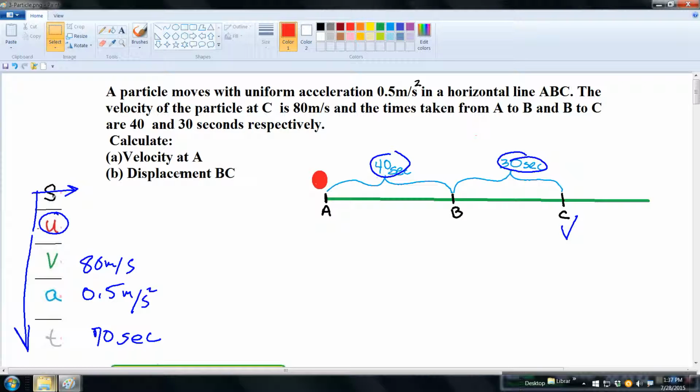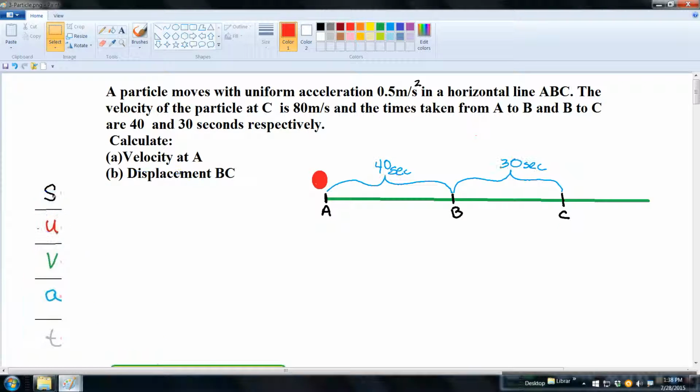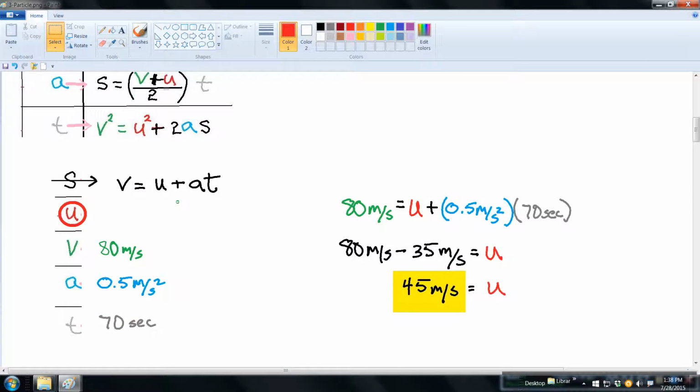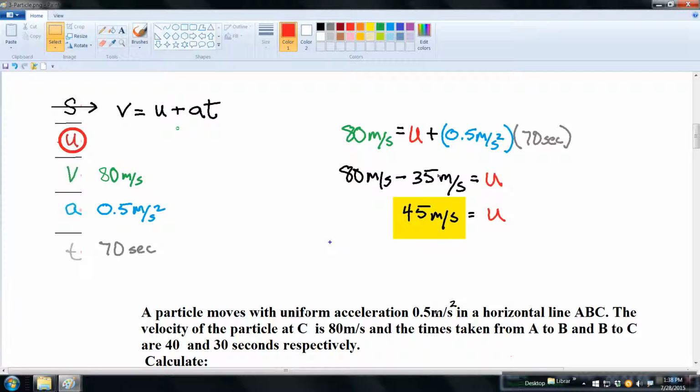And then step 4, we're going to draw a line through the remaining variable and employ the kinematic equation that goes with it. For us, this would be final velocity is equal to initial velocity plus acceleration times time. So we'll go down here and take a look at the math for this first question, and we fill in V, we fill in A, we fill in T, and solve for U.